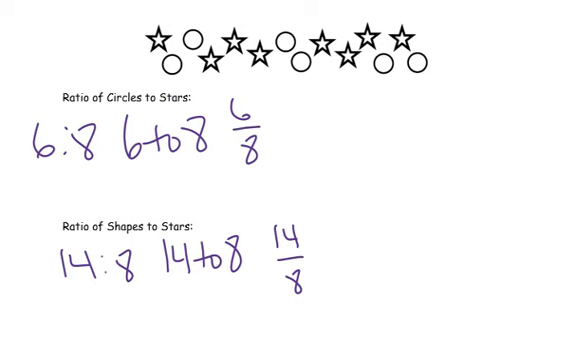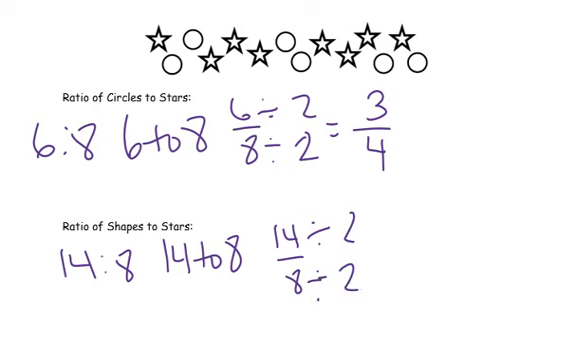So in the case of 6 to 8, we can divide both numerator and denominator by 2. 6 divided by 2 gives us 3, and 8 divided by 2 gives us 4. So the simplified ratio of 6 to 8 is 3 to 4. In the example of shapes to stars, the ratio 14 to 8, both the numerator and the denominator can be divided by 2 again. 14 divided by 2 is 7, and 8 divided by 2 is 4. So the simplified ratio is 7 to 4.